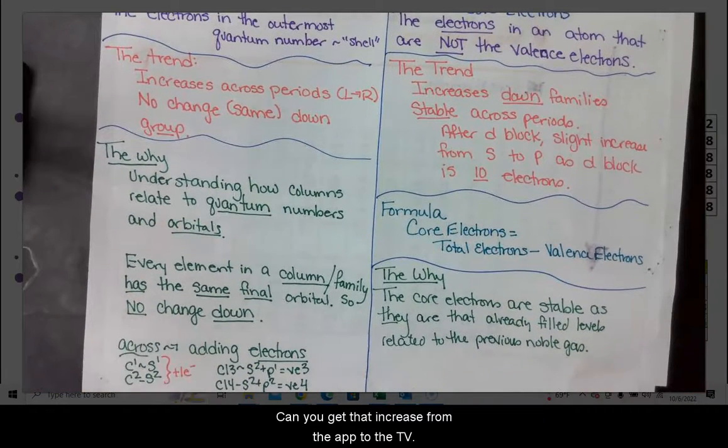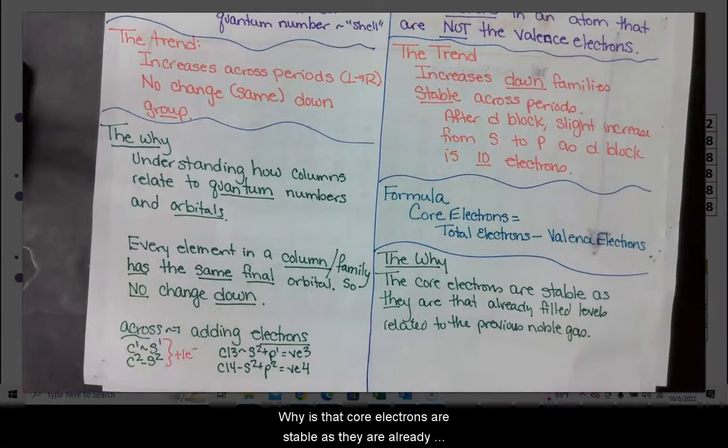And you get that increase from the S to the P block. The formula for core electrons is total electrons minus valence electrons. Reminder that total electrons are your atomic number, or your atomic number plus or minus the electrons you're adding or subtracting for an ion. The why is that core electrons are stable, as they are already filled levels related to the previous noble gas.